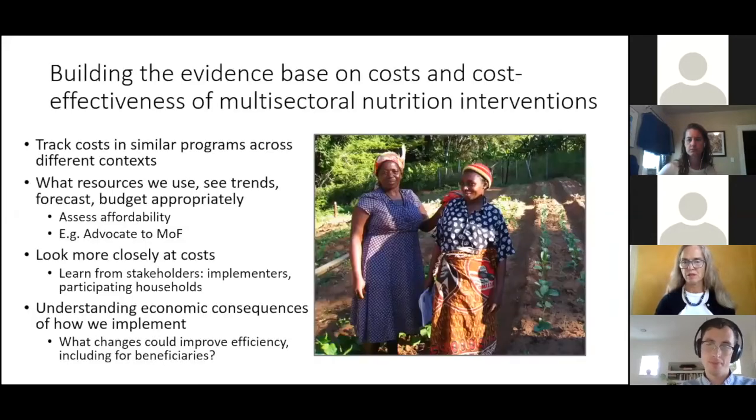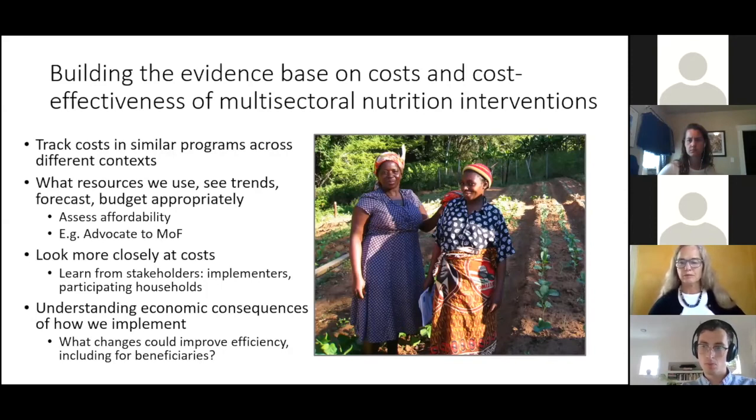So, building the evidence base on cost and cost effectiveness of multisectoral nutrition interventions. What does this involve? Well, we track costs in similar programs across different contexts. And in this way, we can see in general what resources we use. What are the trends? So this enables us to forecast and budget more appropriately. And all of this enables us to assess affordability and to better understand costs. So we can do things like advocate to ministries of finance when looking to have local governments help support programs and co-fund along with international donors.